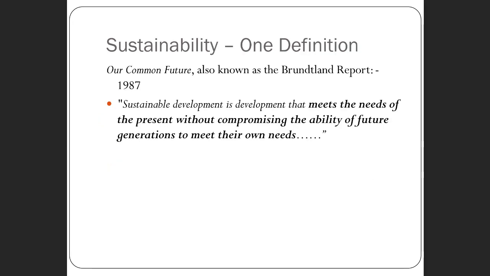Here's one common definition of sustainability. This is back, what, 1987, some years ago now, right? This was an effort by the United Nations, right? The UN is kind of all the world governments put together, talking about sustainable development. And that was about, we want to meet the needs of the present without compromising the ability of future generations to meet their own needs.